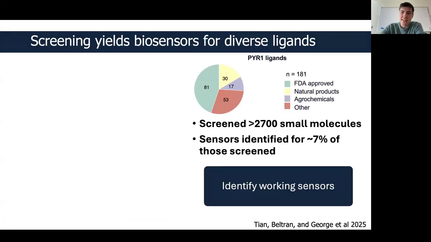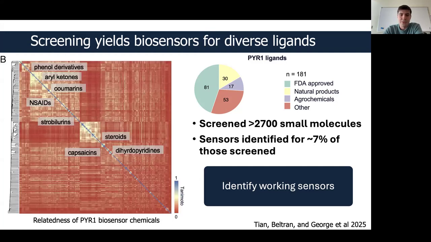And so looking at the whole picture, we were able to get sensors for around 7% of the small molecules that we were able to screen, which we thought was really high and really exciting. And this represented 181 unique small molecules, many of which were FDA-approved drugs, but there were also natural products and agrochemicals and other compounds.